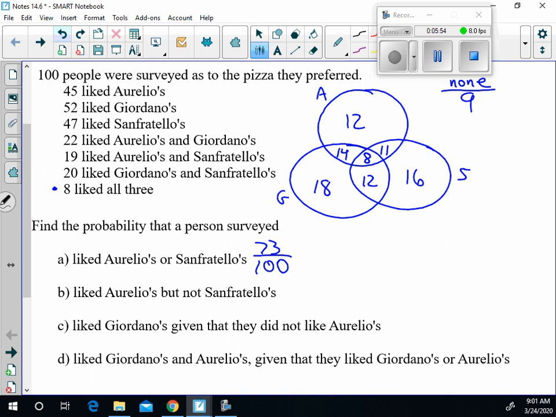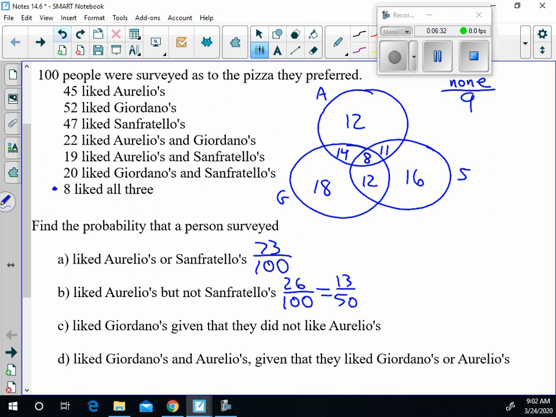Aurelio's, but not San Fratello's. So I'm looking only at the Aurelio's circle right now, but they can't like San Fratello's. So I'm going to scribble here and scribble here. Those people like Aurelio's. The two scribbles are people who like San Fratello's. They're not allowed to like it because they like Aurelio's. So back those out of there first. And you can see that comes out to a total of 26 out of 100, which can nicely be reduced down to 13 out of 50.